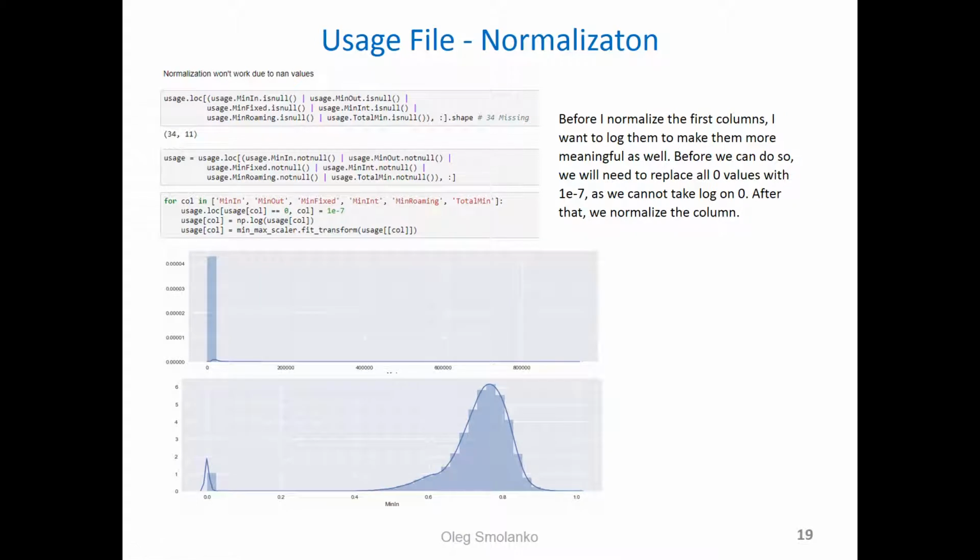Finally, I want to normalize it. However, it doesn't work for non-values. We have 34 out of 300,000 missing values. Therefore, I will deselect them. I will replace zeros with a very small number. I use log to transform, and I normalize the data. As we can see, we get a much clearer distribution of my columns, which I can use in my analysis.